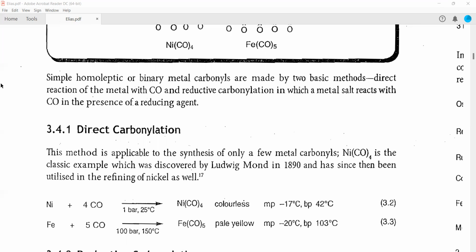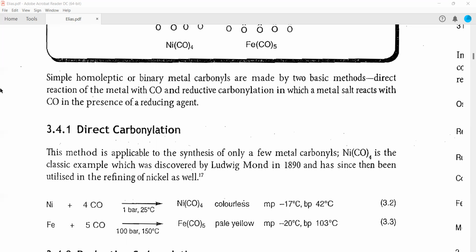So there are two methods. The first one is direct carbonylation, where you use the metal in its zero oxidation state and give carbon monoxide, and then you have the metal carbonyl. The second is when you start with a metal salt, where the metal is in some plus n oxidation state. That is called reductive carbonylation, because in that case, the oxidation state of the formed metal carbonyl needs to be decreased. It should be zero sometimes.